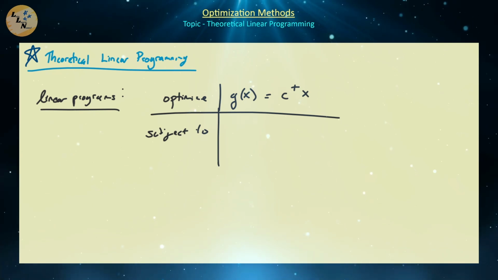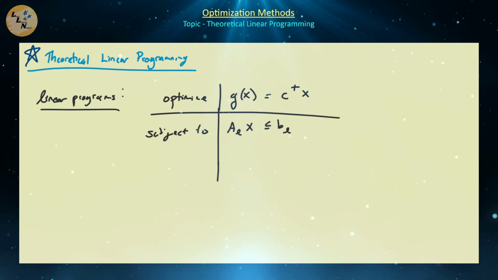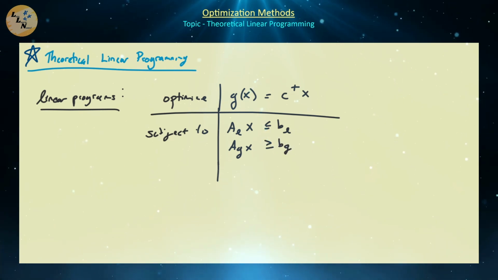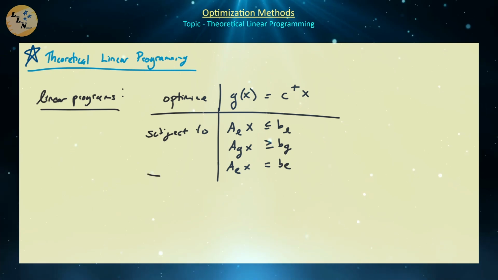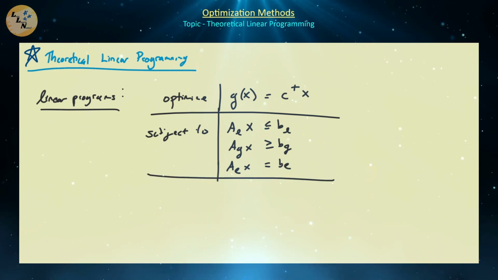And let's assume we actually have three general families of constraints. Let's call them A sub l x is less than or equal to b sub l, A sub g x is greater than or equal to b sub g, and A sub e x is equal to b sub e. So you have a bunch of different equations and inequalities relating your decision variables x1, x2 down to say xn. They could be in any of these forms: less than or equal to, greater than or equal to, and equal to.